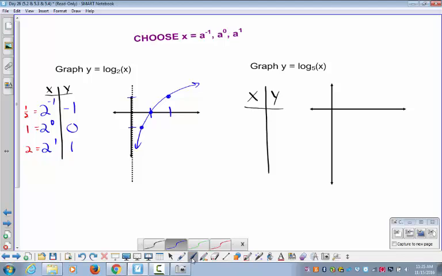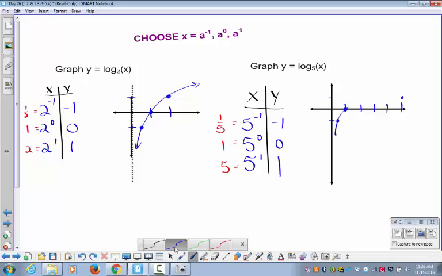So if we look at log base 5, we're going to pick 5 to the negative 1, 5 to the 0, 5 to the 1. So the y values will be what we think they're going to be. And then let's rewrite these x values so that they're easier to plot. We'll write these x values as 1/5, 1 and 5. So 1/5 comma negative 1. Oh, 1 comma 0 again. And then 5 comma 1.